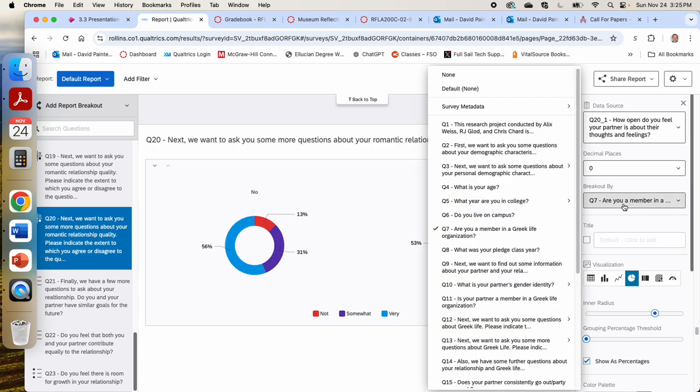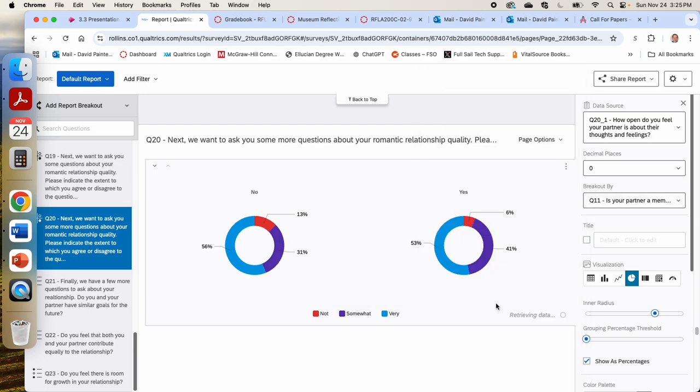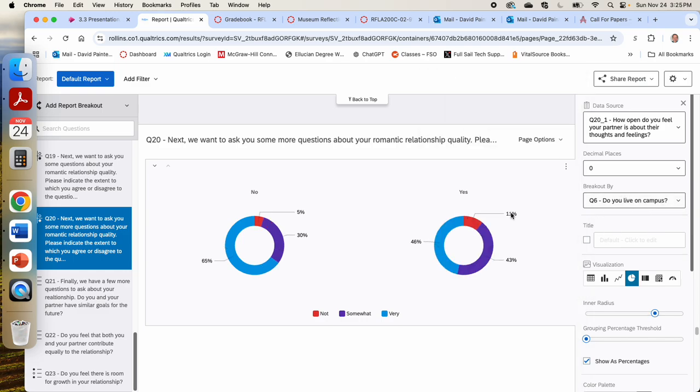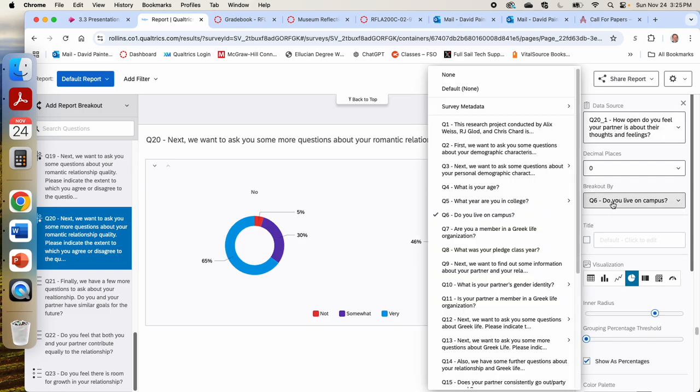You could ask, is your partner a member of Greek life? So we could do it that way and see the same kind of a pattern, right? We could ask, do you live on campus or not? Is that different? But this is not going to answer your research question, right? What you're focused on is whether they're members of Greek life or whether you're a member of Greek life.